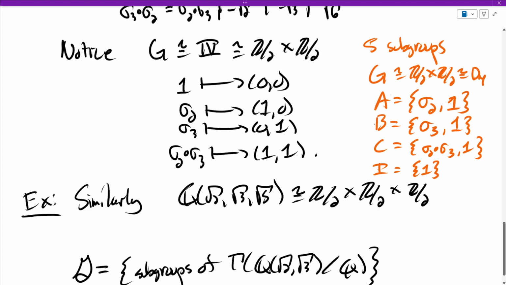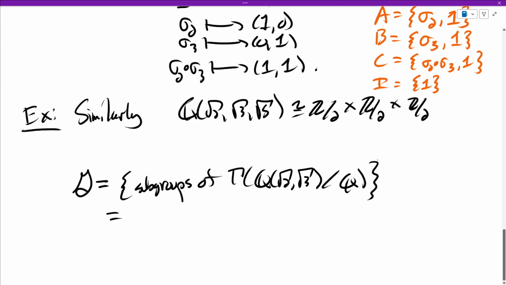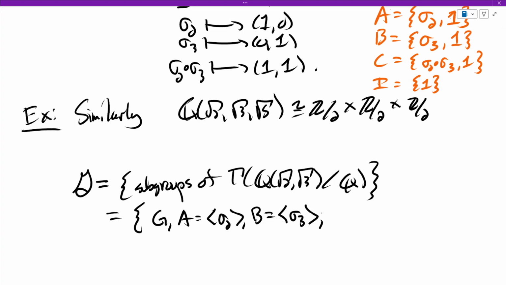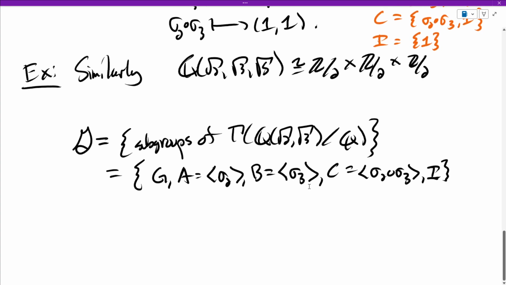All right, so we have the whole group and so on. So what are the subgroups? Well, in this set G, we have G, the group generated by sigma 2. Let me just write it clearly. Sometimes we'll use these angle brackets to mean generated by. B will be similar, generated by sigma 3. I'm just copying what we have up there. C is both. And then I is just the trivial group. All right. So these are all the subgroups of the Galois group.